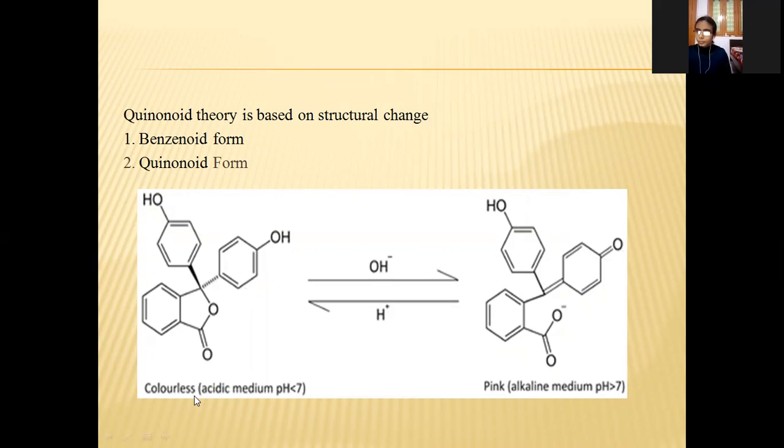In the acidic medium, it is colorless. There is a bond between the carbon and the oxygen, one bond, and here one OH. In the alkaline medium, one bond has been broken and converted to a double bond here. One of the hydrogens has been eliminated, and a double bond is formed. Also, the solution has changed to the pink color.